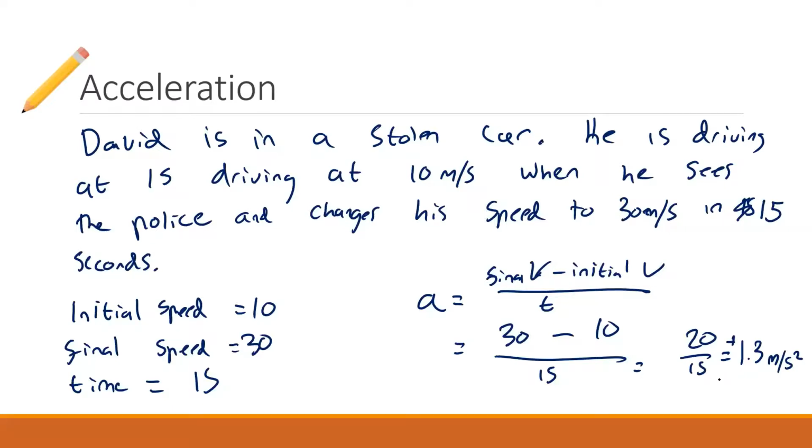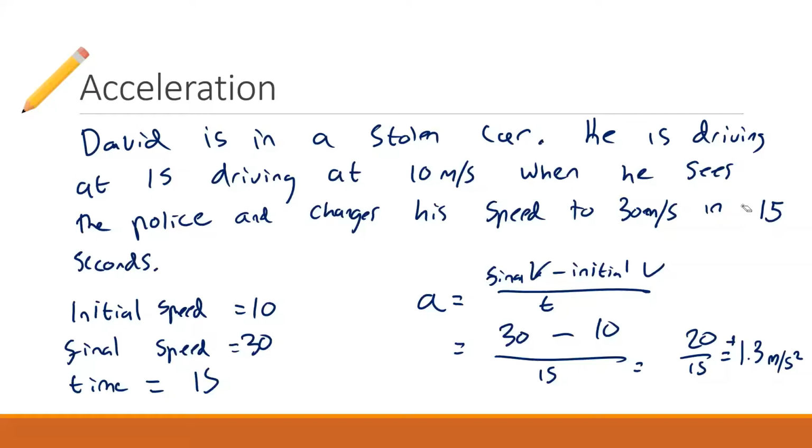And you can tell as well because it's positive, right? That means it's going faster. So that's the clue that you've gotten, and it sort of makes sense that if he's seen the police, he would speed up. Obviously, you would drive off. David would speed up in his stolen car.